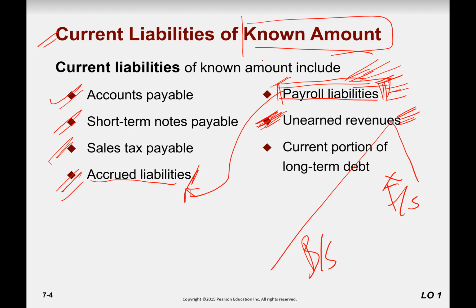And then we have the current portion of long-term debt. So we have a long-term debt, for example, for 5 years.